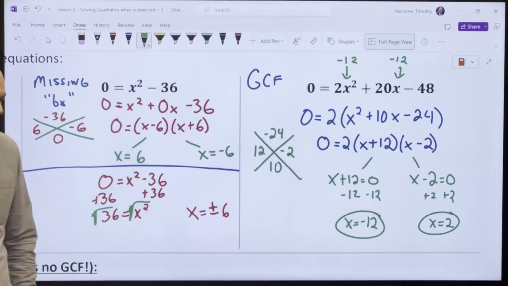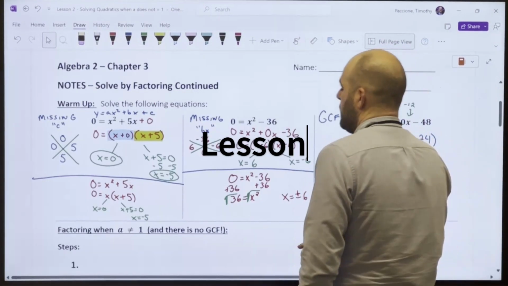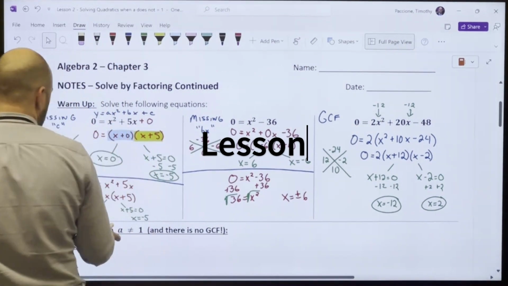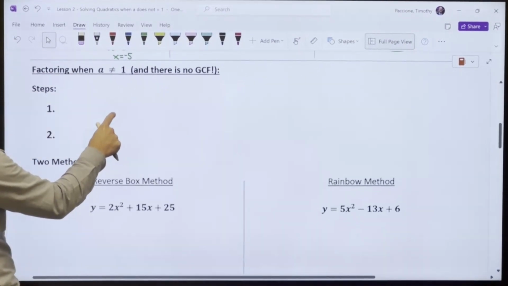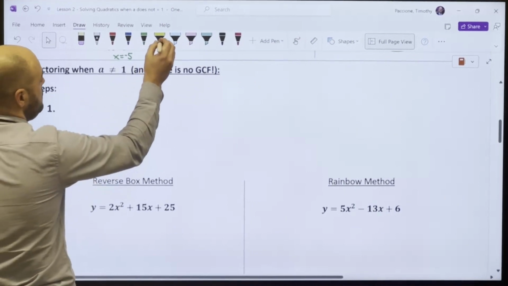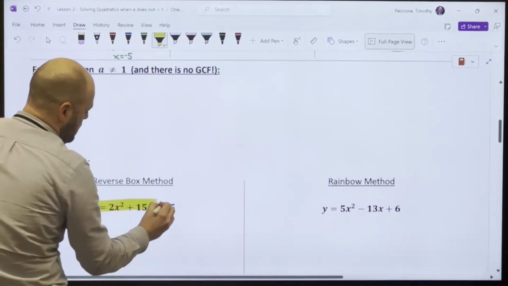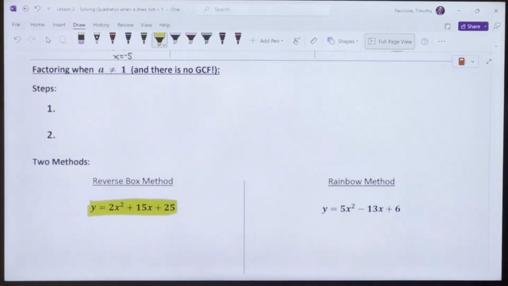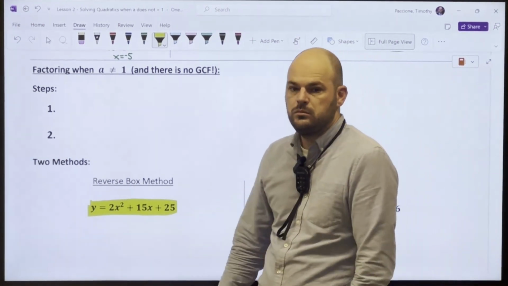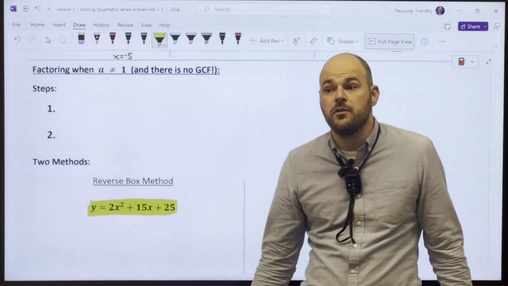All right. To the homework. Okay. So we need to talk about factoring when a does not equal 1 and there's no GCF. So, for example, this problem right here, right? Our a is what in that problem? 2. And is it a GCF? No, we know that because you can't divide everything here by 2, right? So we need another strategy.